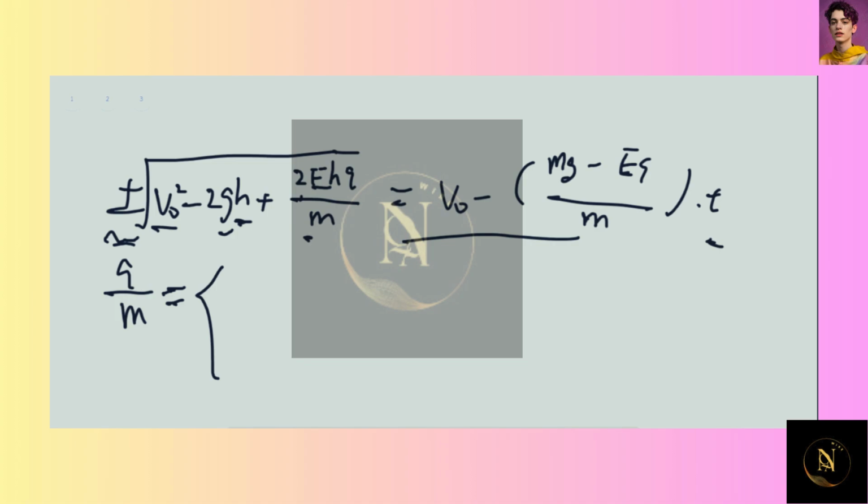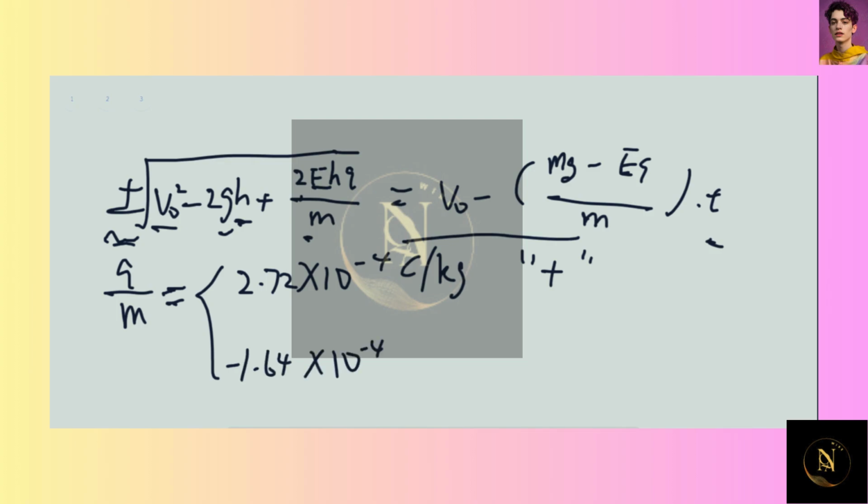For the positive one, we have q over m equal 2.72 times 10 to the negative fourth coulomb per kilogram. And so this is for the positive result. And for the negative one, it's negative 1.64 times 10 to the negative fourth coulomb per kilogram. So this is for the negative one.